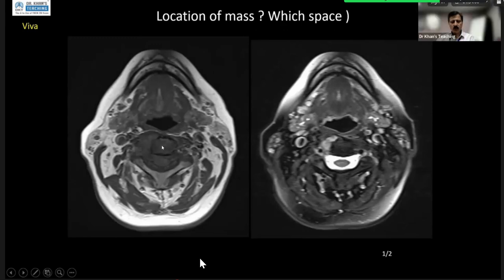Excellent. So if you see here, this is the prevertebral muscle and this is the prevertebral muscle. This is sitting here, so this is a mass arising from the vertebra itself, and it is displacing the muscle anteriorly. But if it was in the retropharyngeal space, it would have displaced the muscle posteriorly.